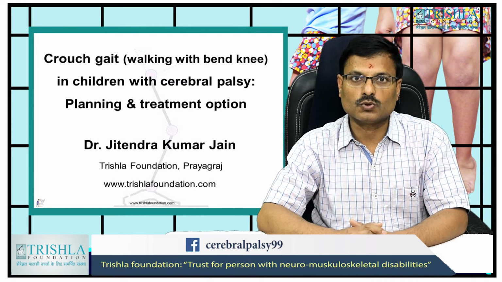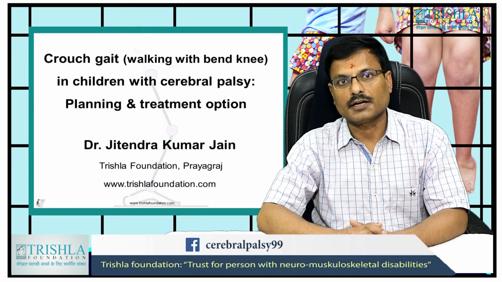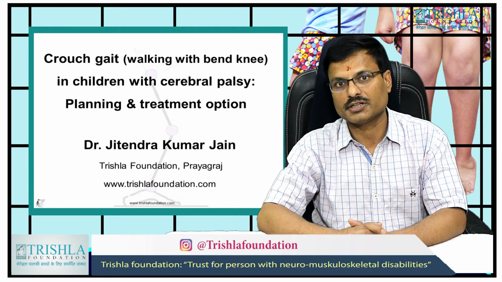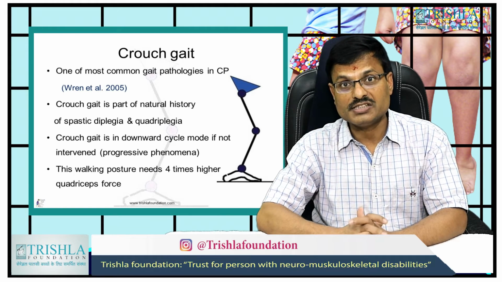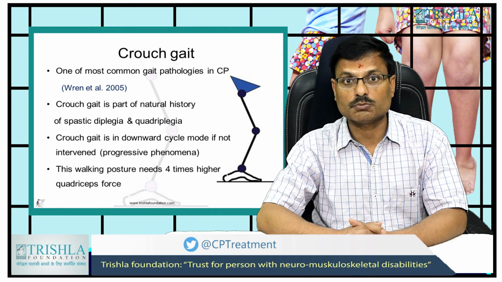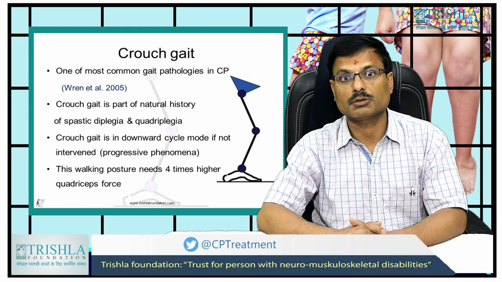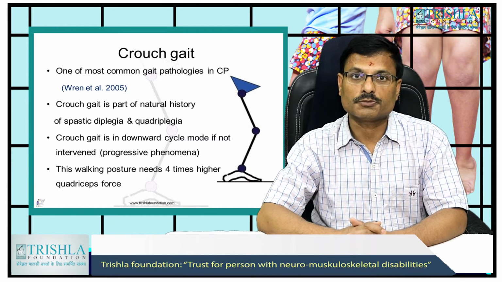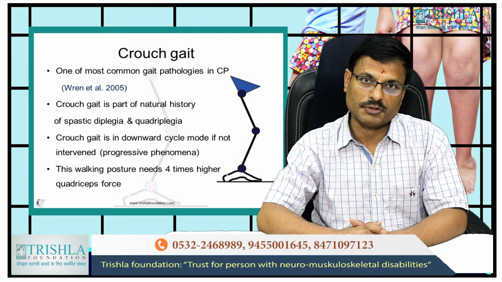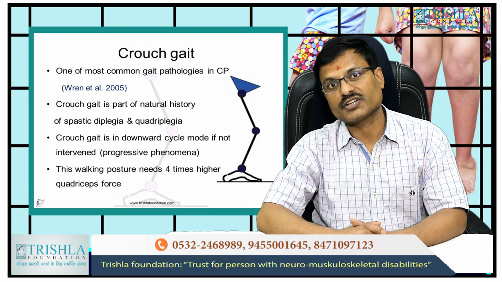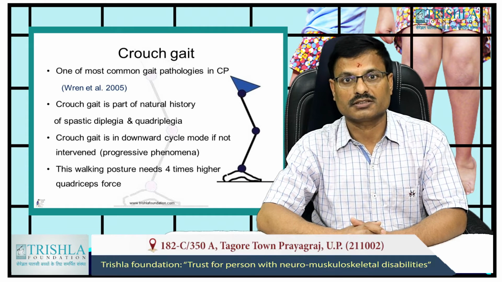Every parent should know everything about the etiology, why this bending of the knee occurs in most of the children with diplegic and quadriplegic cerebral palsy. Crouch gait means the child walks with bent knees. It is one of the most common gait pathologies in cerebral palsy. Crouch gait is a part of the natural history of spastic diplegia and quadriplegia. That means children where both lower limbs are affected or all four limbs are affected.